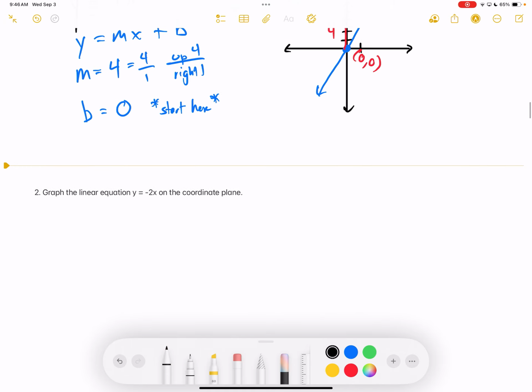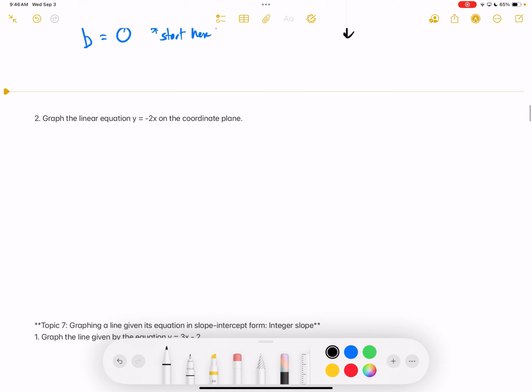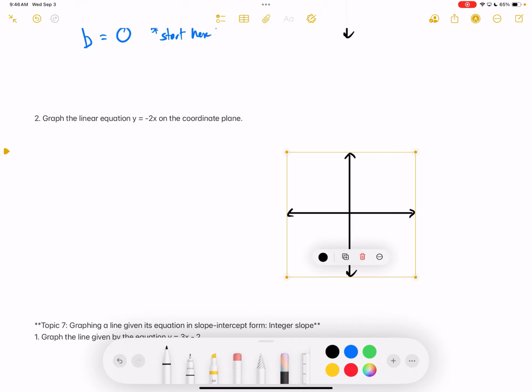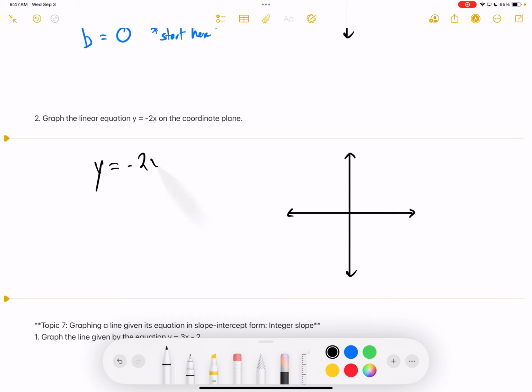All right, let's do another one. We're going to keep doing a lot of these, I guess. All right, y equals negative 2x. Again, if it helps you, you can write mx plus b right underneath it because it does kind of help you see it. So my m is my slope. The number in front of x this time is negative 2. As a fraction, that's negative 2 over 1.